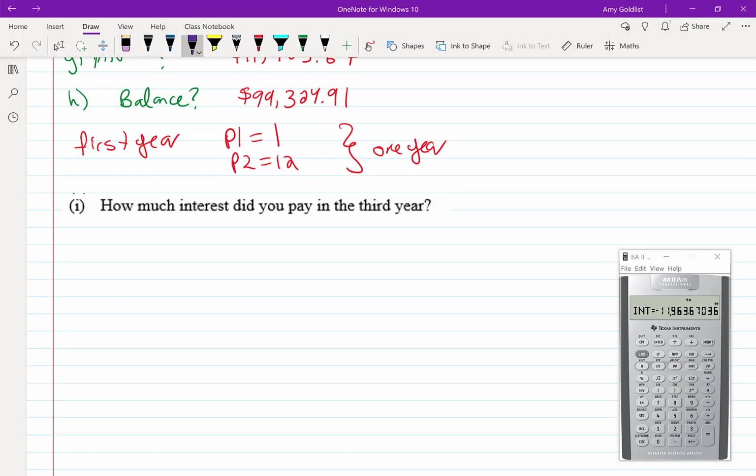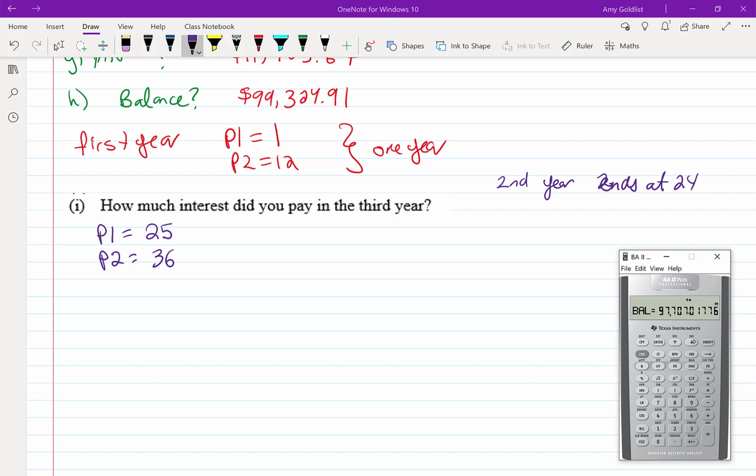How much interest did we pay in the third year? The easiest way to do this is the amortization table built into our calculator. The third year starts in the 25th month and it ends in the 36th month. That's because the second year ends at 24. So the next one starts, and we say at the beginning. So let's go up here. P1 must be 25. P2 is 36. That's 3 years.